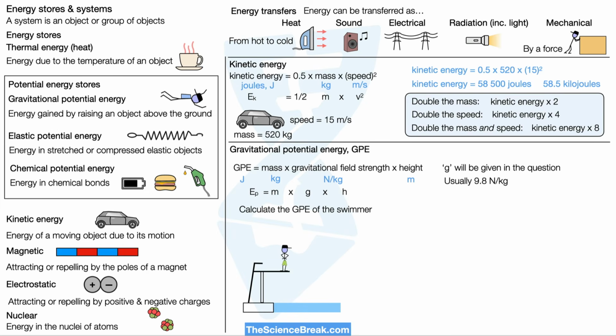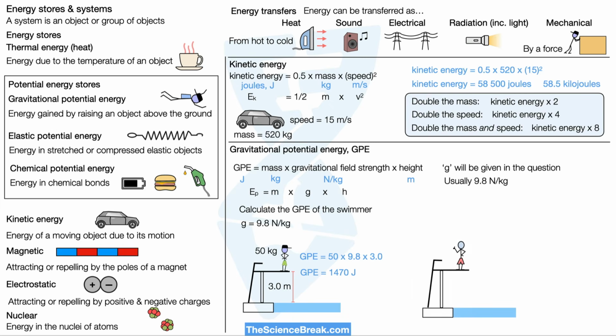Calculate the gravitational potential energy of the swimmer. G is 9.8 newtons per kg. The swimmer has a mass of 50 kg and a height above the water of 3 meters. You can give this one a go if you like, but here is the answer. GPE is 50 times 9.8 times 3. If you put that into your calculator, you'll get an answer of 1,470 joules.